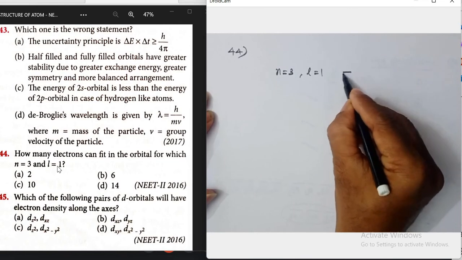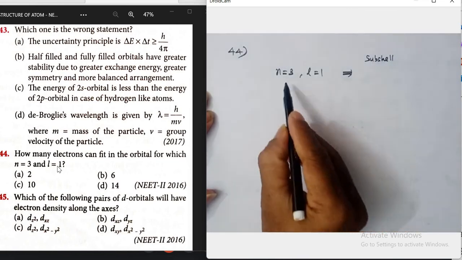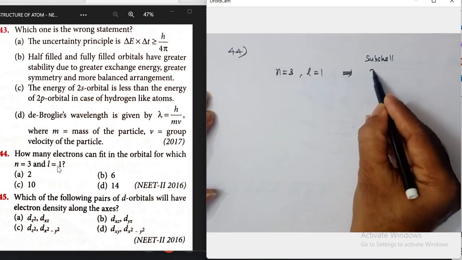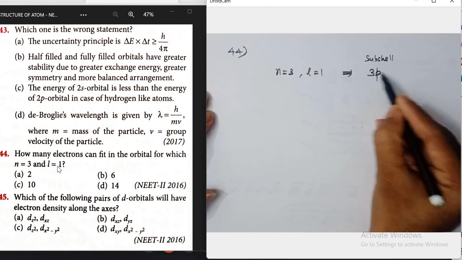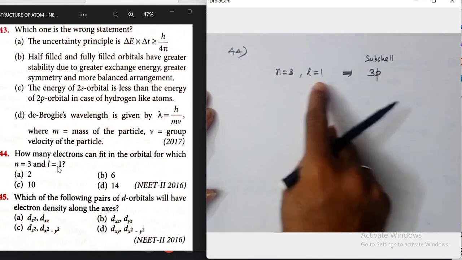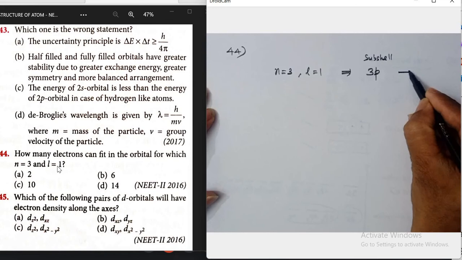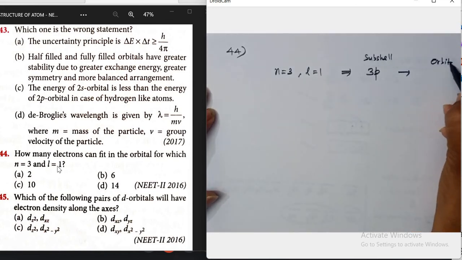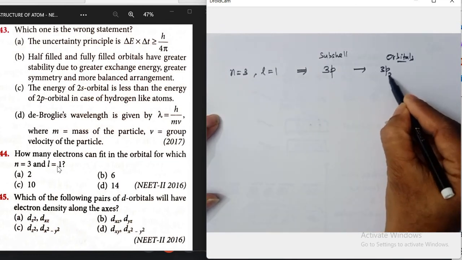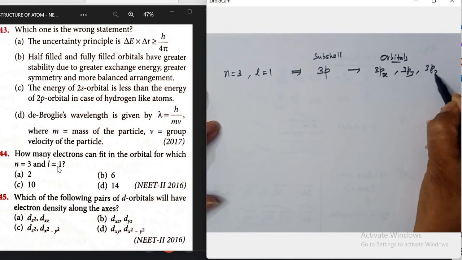So what subshell is this? First I'll find out the subshell. If n and l values are available, you can find out the subshell. So n value is 3, l value 1 means the subshell is p subshell, you know that. l equal to 0 means s, l equal to 1 means p subshell. In the 3p subshell, how many orbitals are there? There are 3 orbitals: 3px, 3py, and 3pz.